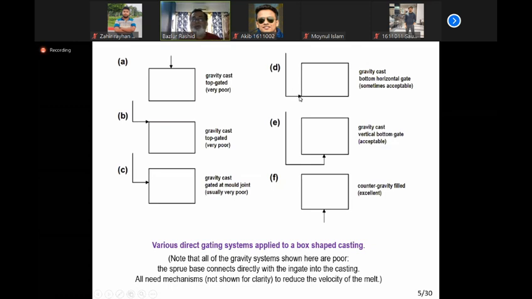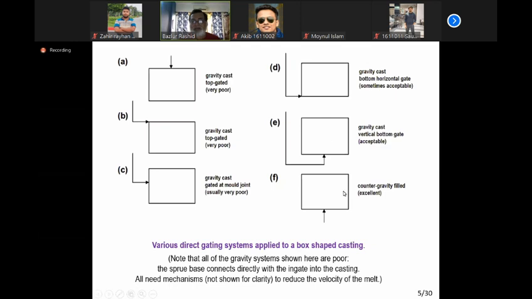This is the bottom pouring system, not to our liking, but sometimes suitable, sometimes acceptable. And this is the ideal condition for a bottom pouring system. Liquid metal enters the mold cavity from the bottom. So this is the vertical bottom gated system, which is excellent for producing good quality castings.